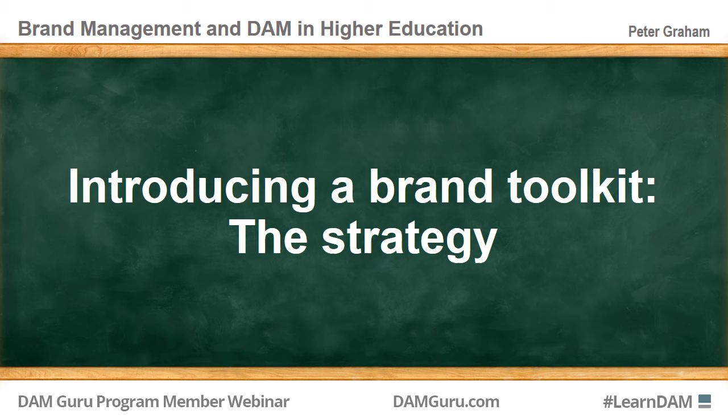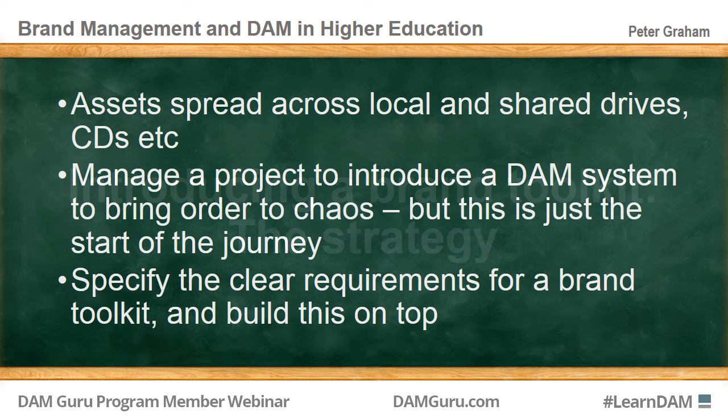So the situation that we find ourselves in, assets are always spread across all manner of different places, local hard drives and so forth. I even in my last project encountered a box full of zip drives in the cupboard. So in order to actually bring clarity to this, we introduce a DAM system. We sometimes badge it as an image library, but this again is just the start of the journey. And it's actually composed really of several key elements.